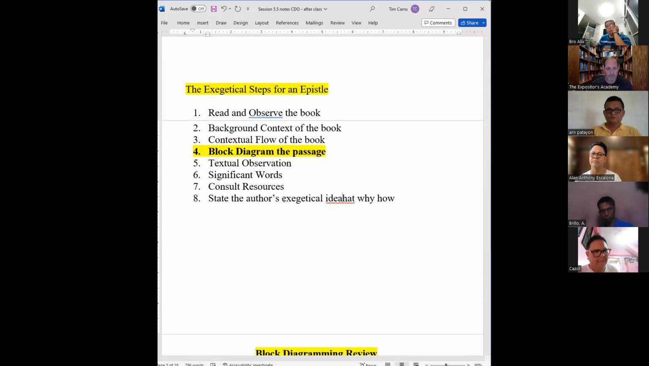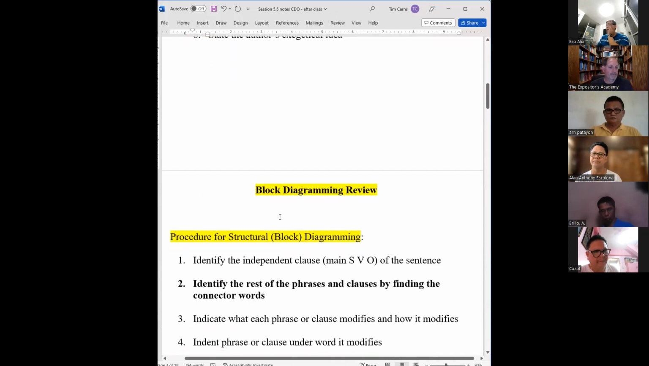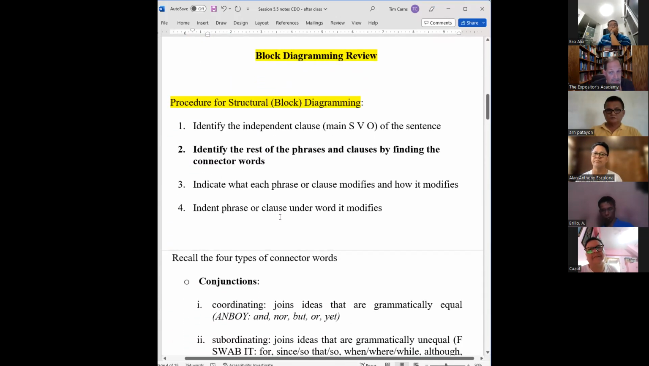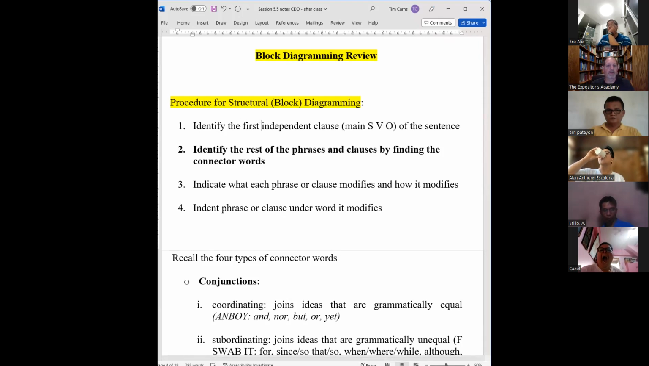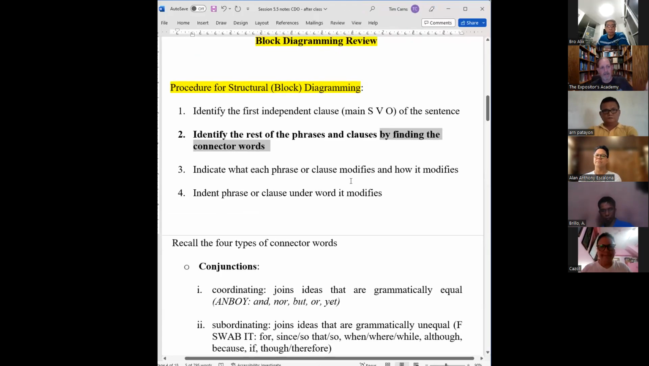All right. Now, picking up where we left off in the last session together, the procedure for diagramming is to, again, identify the first independent clause of the sentence. There may be more, but at least we want to find the first one. And then after that, identify the rest of the phrases and clauses by finding the connector words. And then once you've done that, indicate what each phrase or clause modifies, what word it modifies, and how. And then lastly is to actually do the diagram.